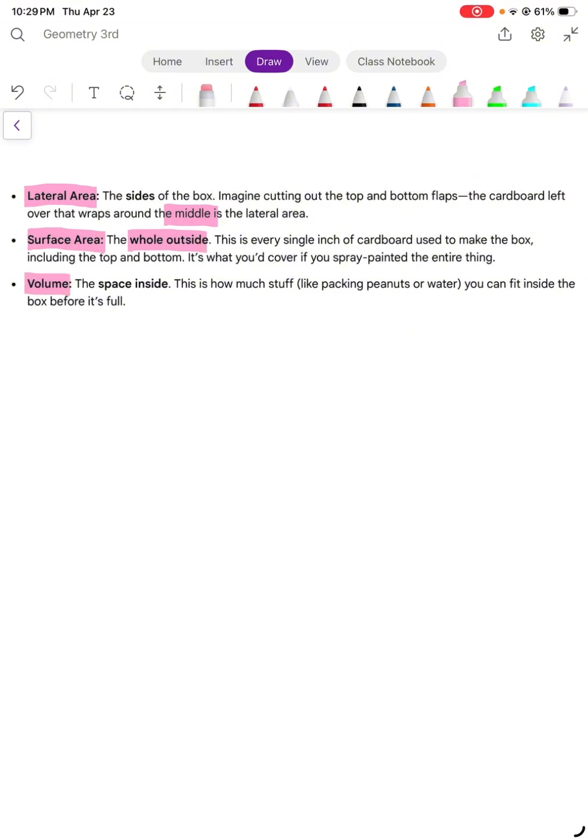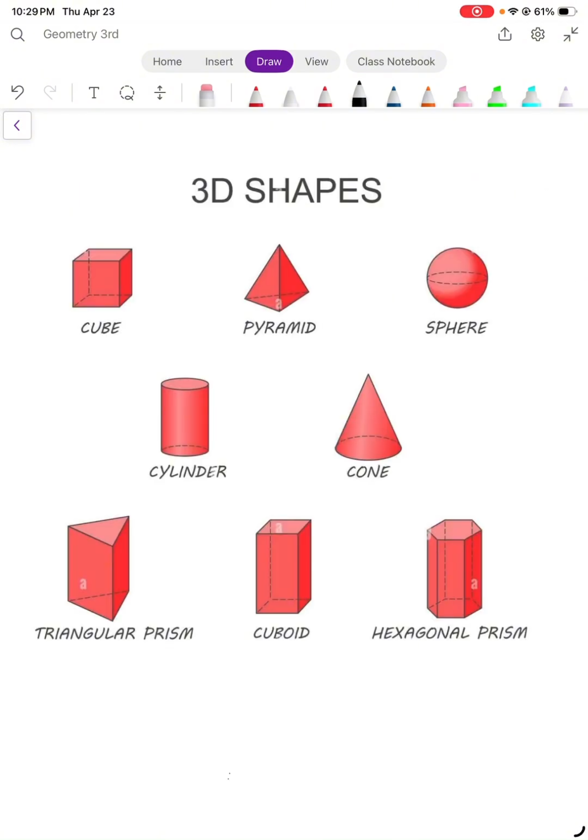Volume, it's how much space it has inside. So it's like filling the three-dimensional shape with something. How much storage space do we have inside of it? So that's the difference between lateral area, surface area, and volume. Now here's all the shapes we're going to be finding lateral area, surface area, and volume of.